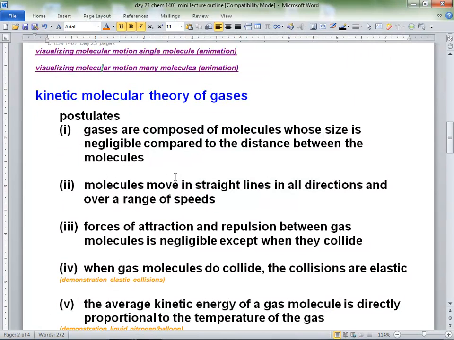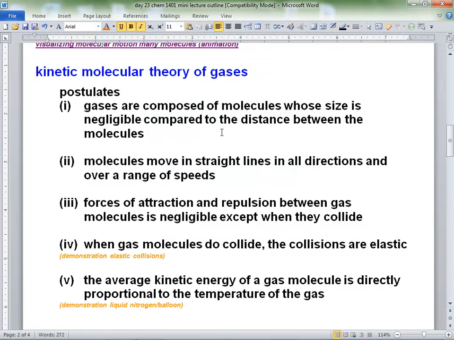Okay, so the kinetic molecular theory of gases. All of these are differences between an actual molecule and an ideal gas. Gases are composed of molecules whose size is negligible compared to the distance between them. So I guess, maybe, Monica, they're trying to say a gas is mostly empty what? If you have a container, it contains a gas.